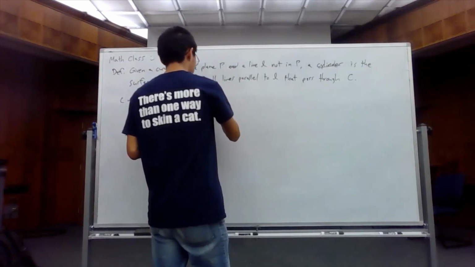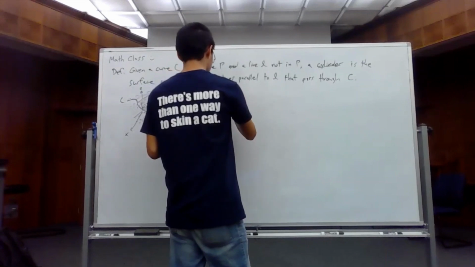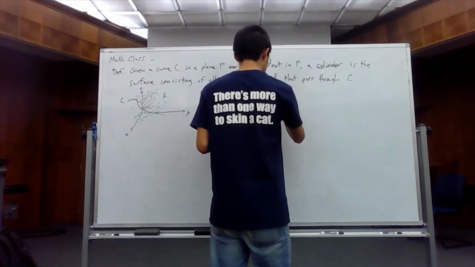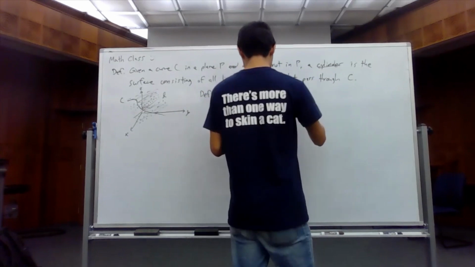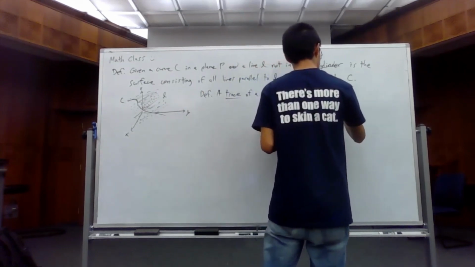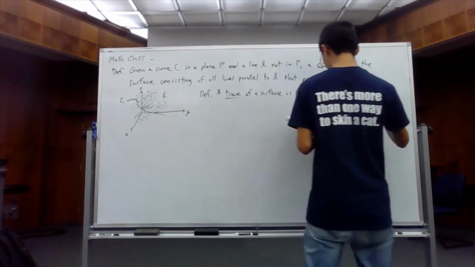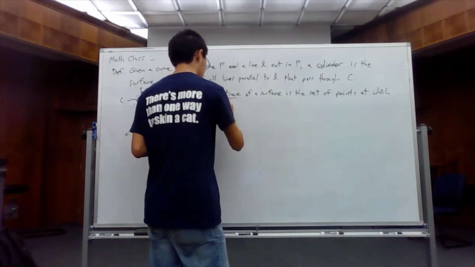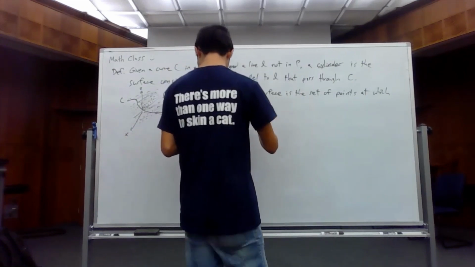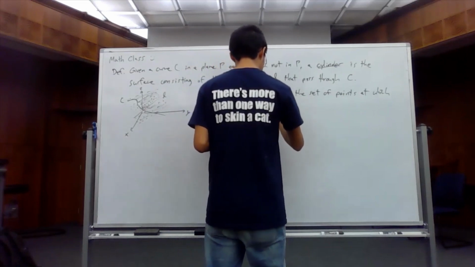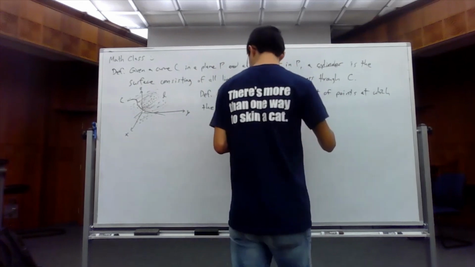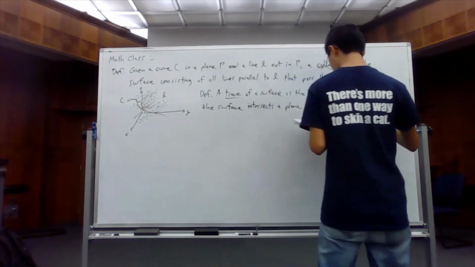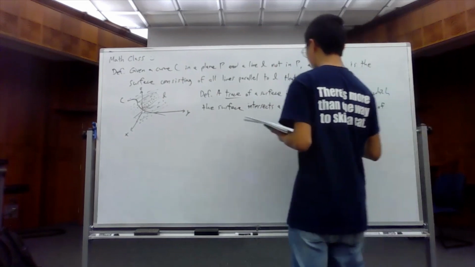So here's another definition. A trace of a surface is the set of points at which the surface intersects a plane that is parallel to one of the coordinate planes.